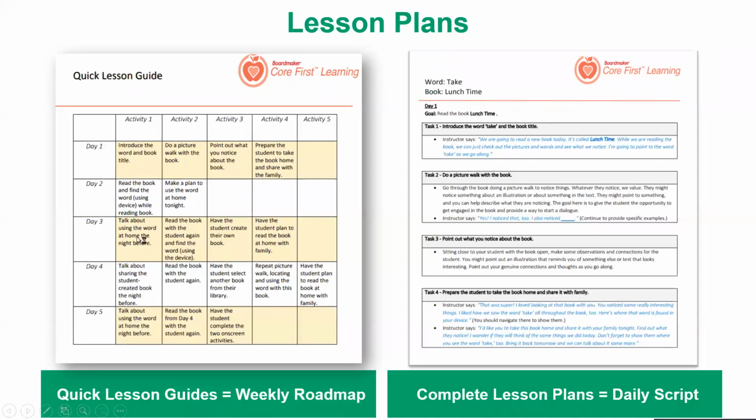On day 3, we're going to read the book again, and then we're going to engage the student in creating their own book with that focus core word. Day 4, we're going to read the book that the student wrote. And in day 5, we might engage in some extension activities. So that is our instructional routine that remains the same throughout all 36 weeks.